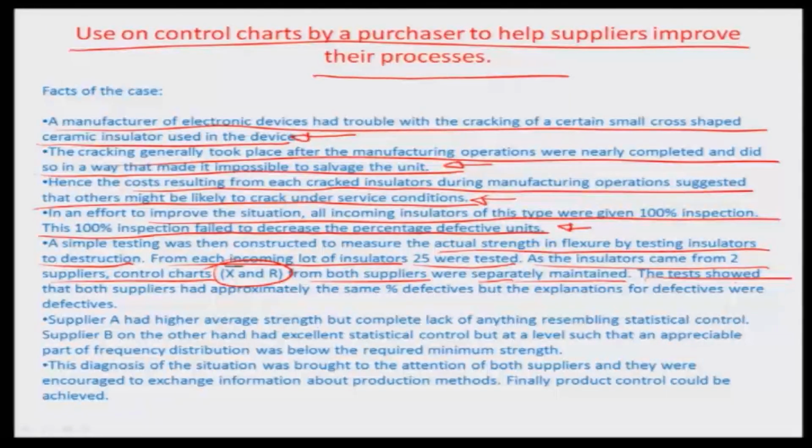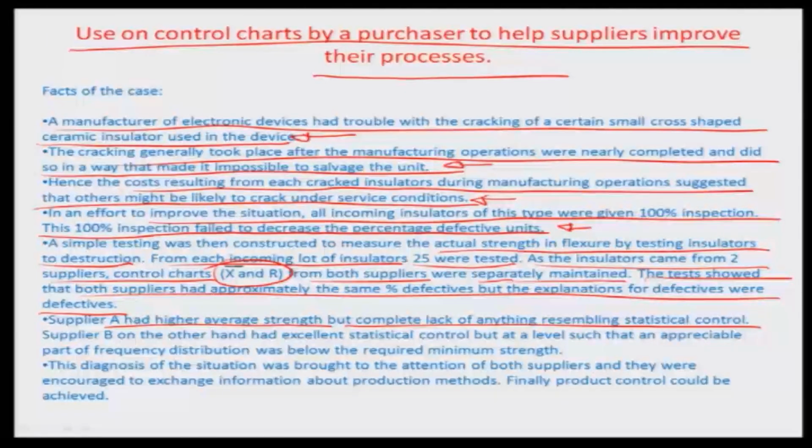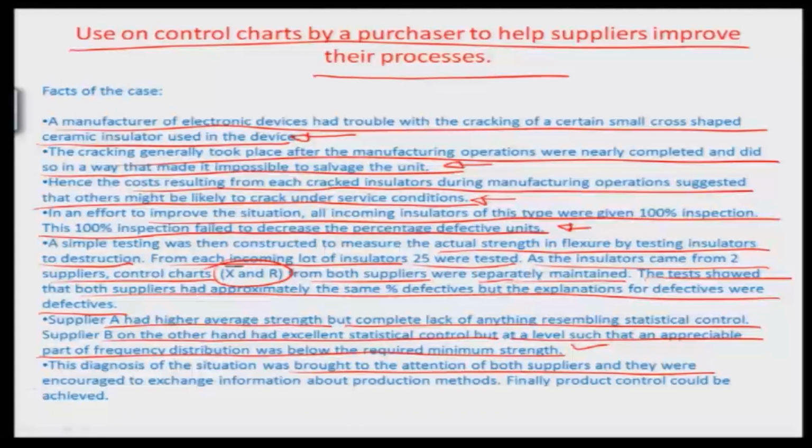The test showed that both suppliers had approximately the same percentage defective, but the explanations for the defectives were the following. Supplier A had a higher average strength, but a complete lack of anything resembling statistical control. B, on the other hand, had excellent statistical control, but at a level such that an appreciable part of the frequency distribution was below the required minimum strength. So, the diagnosis of this situation was brought to the attention of both suppliers, and they were encouraged to exchange information about production methods, and finally product control could be achieved.